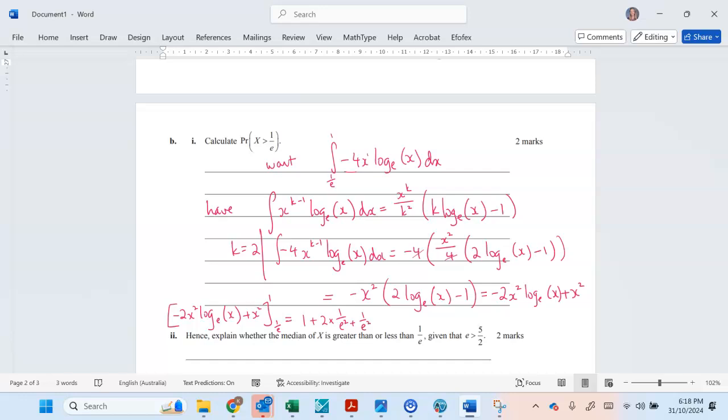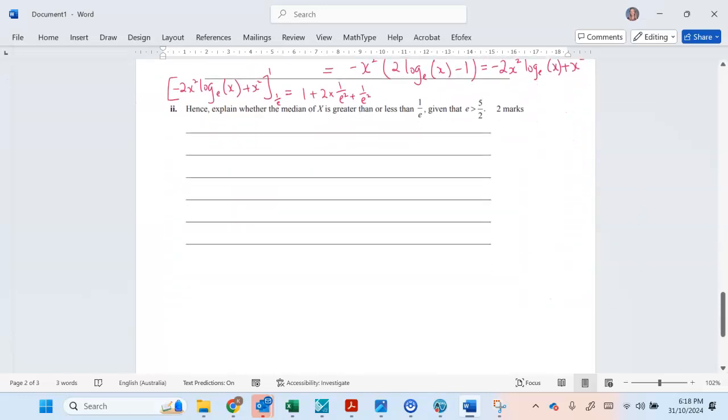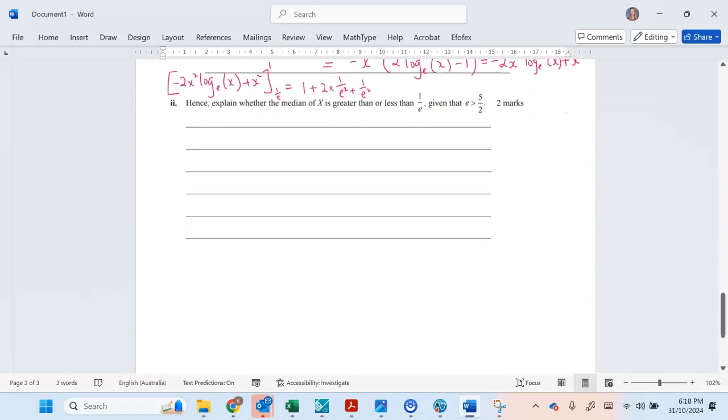Do I need space down the bottom here? Let's do it down here. All right, so let's continue that. Let me just tidy it up: e squared plus 1 on e squared. So 1 plus 3 on e squared. And I'm pretty sure that's the answer.